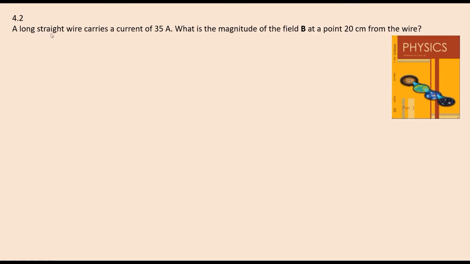NCERT 4.2. A long straight wire carries a current of 35 ampere. What is the magnitude of the field B at a point 20 centimeter from the wire? Now we go to the solution. This is the diagram for that. Of course, diagram not necessary, but still we thought we could draw the diagram and explain. This is the long wire, long given in the question. So this wire is very long. This dotted line indicates that it is extending like this.